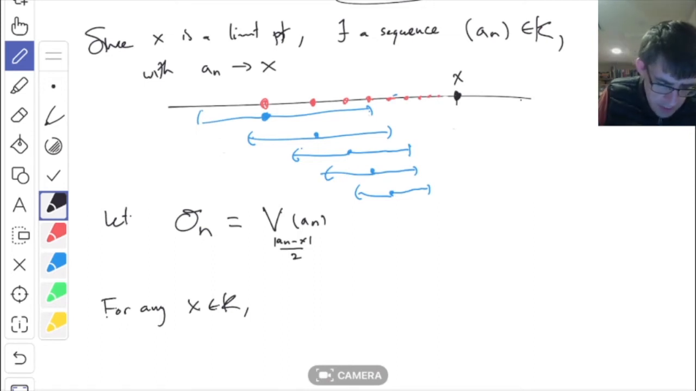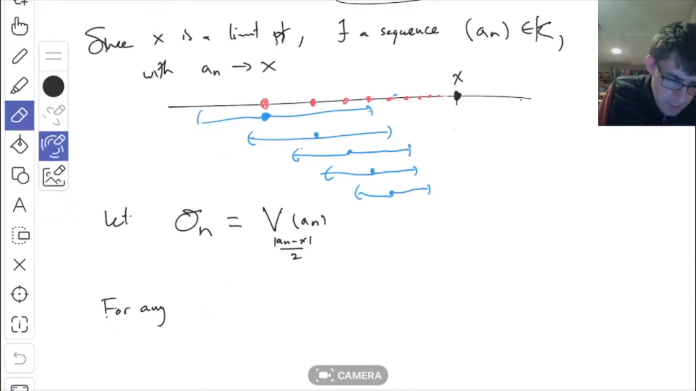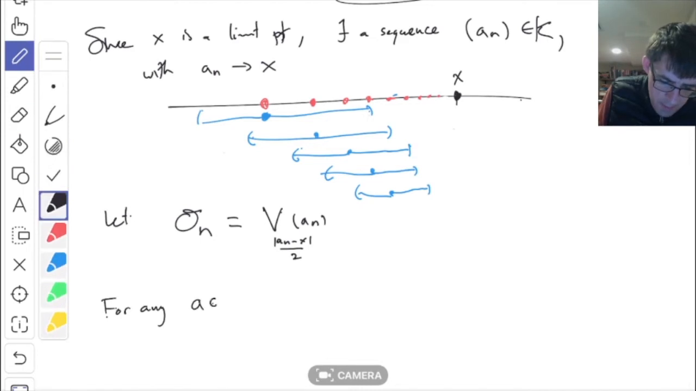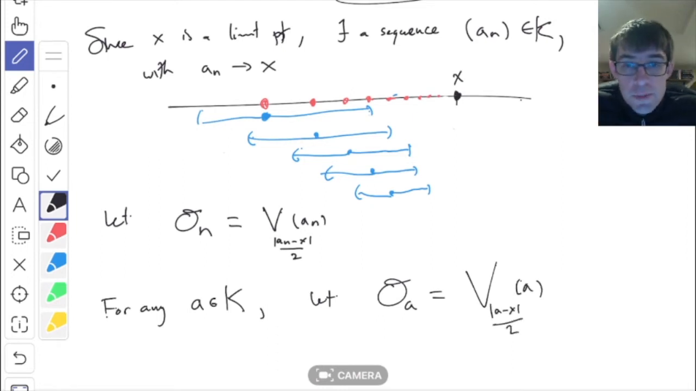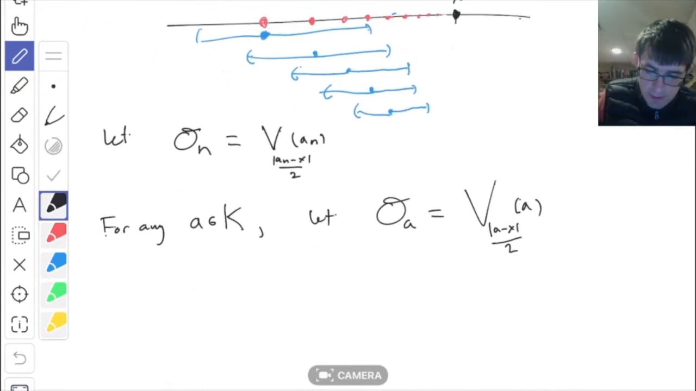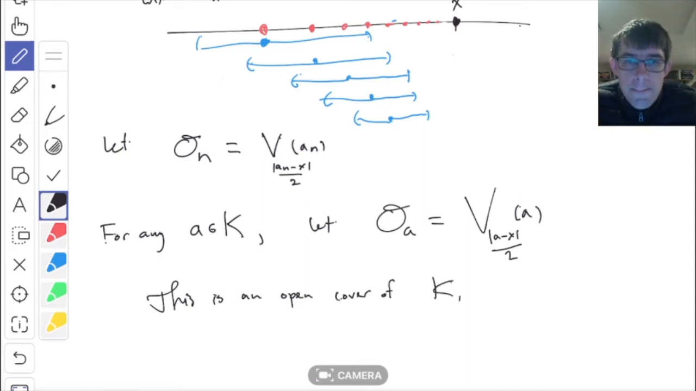I shouldn't say X again. X is the name of the limit point. Let me call it A. For any A in my compact set, I'm going to let OA be this same thing that I just said. So don't just put it around those sequence points, put it around every point of A. And this is an open cover of K.